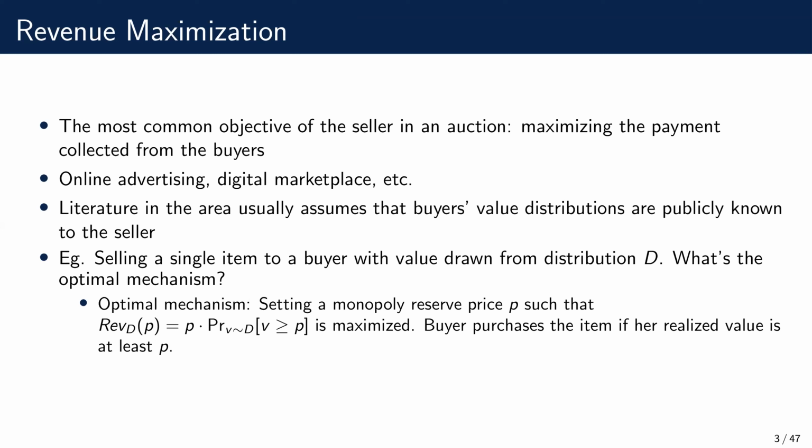a buyer with values drawn from a fixed distribution. What's the optimal mechanism for this problem? Optimal mechanism design theory shows that even if the seller is allowed to have an arbitrarily complicated mechanism, the revenue maximizing mechanism is still to post a single monopoly reserve price, and the buyer purchases the item if she realizes the value is at least the reserve price.